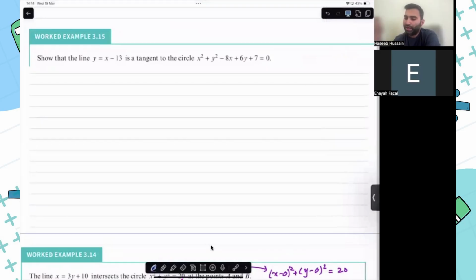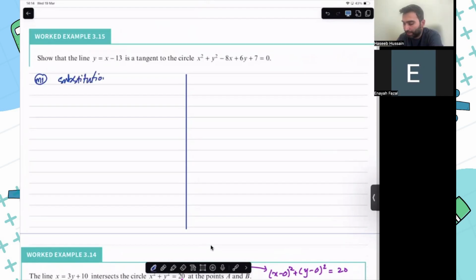Okay. So I have to show that y equals x minus 13 is tangent to this circle. There are two ways to do this. Method one is that you do the substitution, and then show that b square minus 4ac comes out to 0.